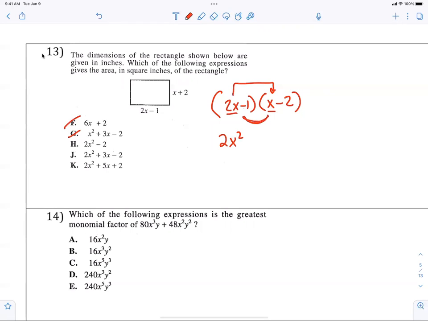How much is this? Minus 1. And what's this? Minus 4. So minus 1x and minus 4x makes minus 5x. And now we multiply minus 1 times minus 2, which is plus 2.